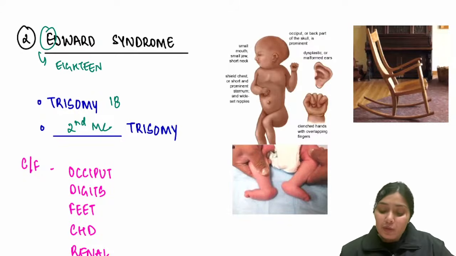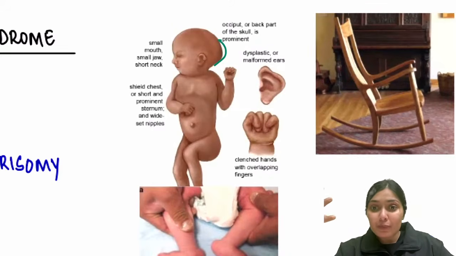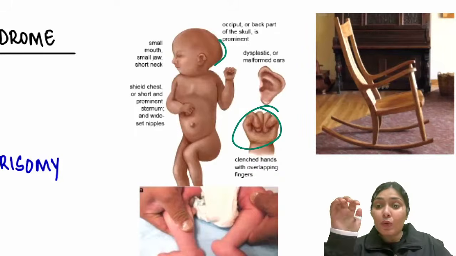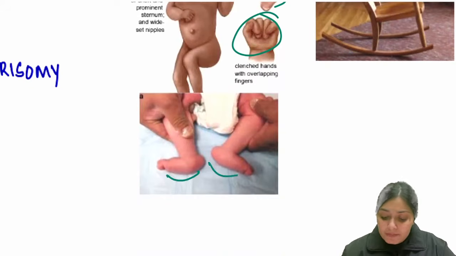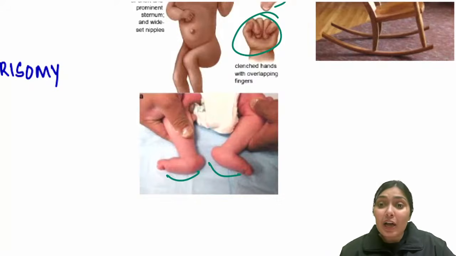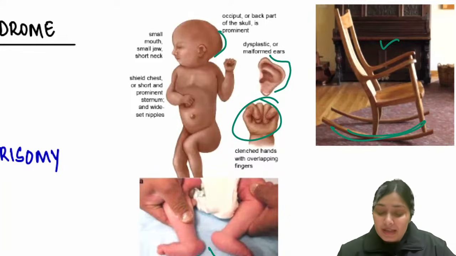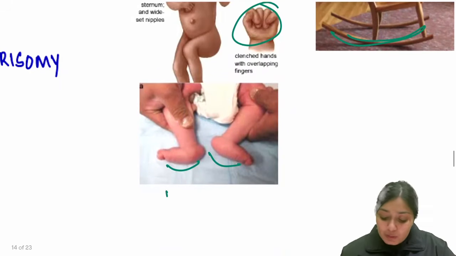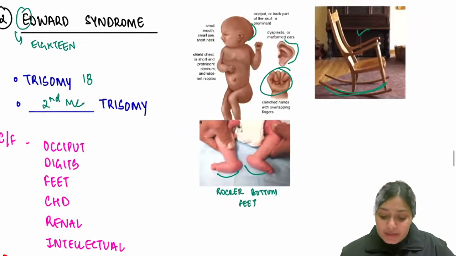What do we see over here? Look at this child. Look at the occiput. How is the occiput looking? It is elongated, very prominent. Look at the fingers. Overlapping fingers are there. Look at the ears, very malformed dysplastic ears. If you look at the feet of the child, look at the bottom of the feet. It looks like rocker bottom feet. This is a rocking chair. Look at the bottom of the rocking chair. The feet look like that only. That's why these are known as rocker bottom feet. So this is all that you see in Edward syndrome.